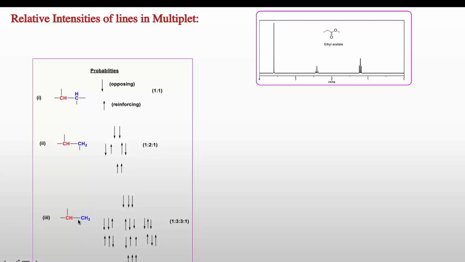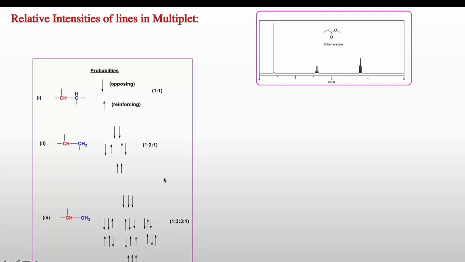In the case of 3 protons, there will be a quartet. If we see these 3 protons, each can be in the same direction or in the opposite direction. Now there will be 3 cases for these two possibilities. So now we will get a 1:3:3:1 ratio for a quartet.